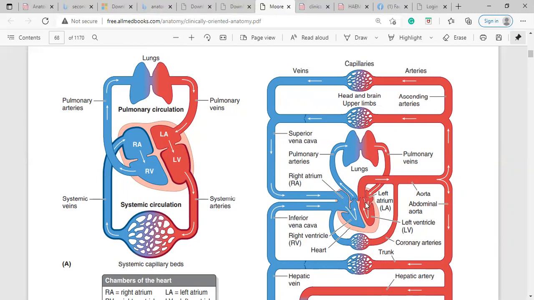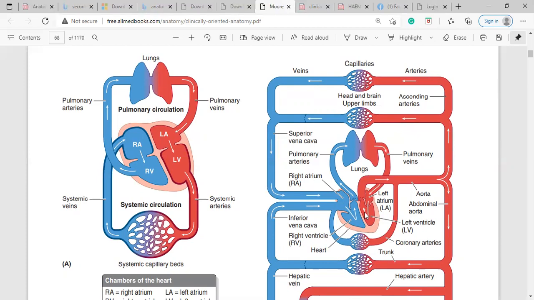From the left atrium, there is a valve here called the bicuspid valve, or mitral valve. That valve opens and the blood enters the left ventricle. Now, from the left ventricle, we need to pump the blood. This oxygenated blood needs to go to all tissues and organs, because all the organs and the tissues need the oxygen in that blood.